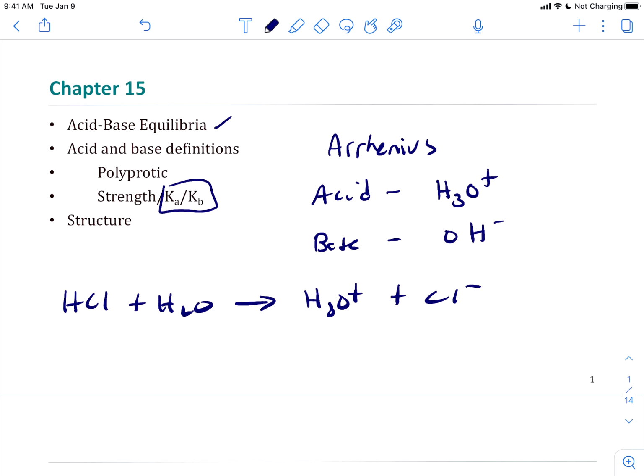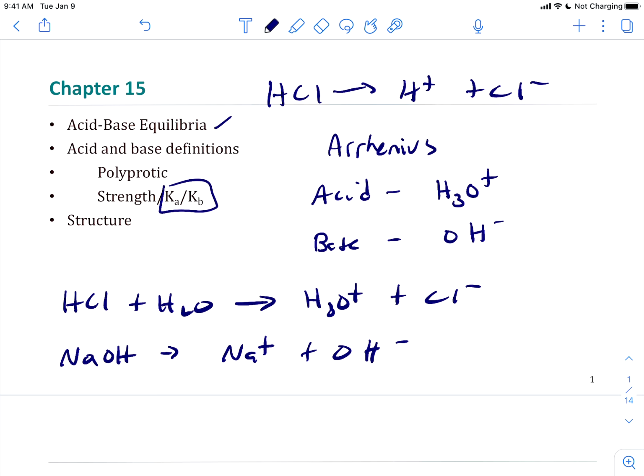A base would be something like sodium hydroxide. And this can just produce sodium ions plus hydroxide ions. And that would be a base. Okay? So this is the Arrhenius definition that tells us an acid is a hydronium ion donor, or producer, if you will. Producer of hydronium ions, and a base is a producer of hydroxide ions. Now, you will see notations like this. This is just a shorthand notation.